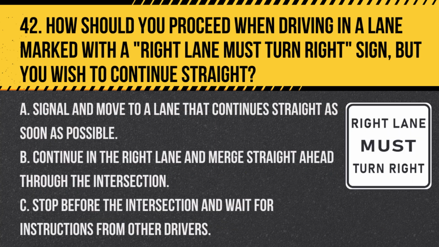Question 42. How should you proceed when driving in a lane marked with a right lane must turn right sign, but you wish to continue straight? A. Signal and move to a lane that continues straight as soon as possible. B. Continue in the right lane and merge straight ahead through the intersection. C. Stop before the intersection and wait for instructions from other drivers. Answer: A. Signal and move to a lane that continues straight as soon as possible. Following lane signs is crucial for traffic flow and safety.